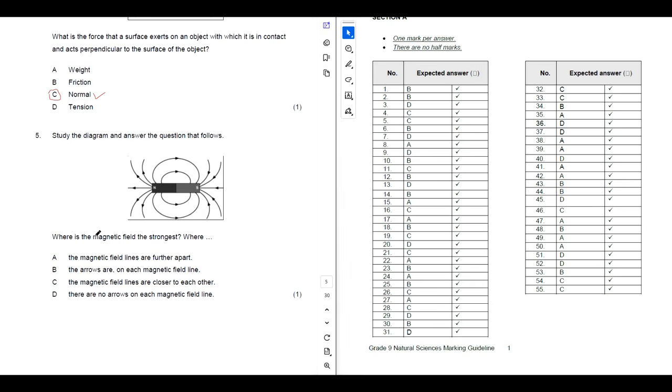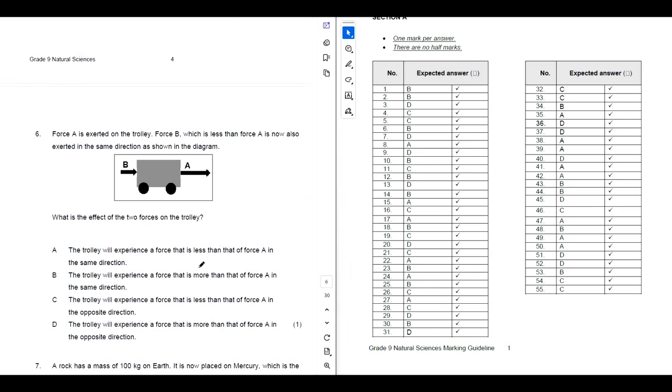So we know that the magnetic field is strongest when the field lines are closer to each other. If we check, we can see that our answer will be C, and C says that the magnetic field lines are closer to each other. So if the magnetic lines are closer to each other, it means that the magnetic field is at its strongest point. Okay? And then next we will move to question 6.